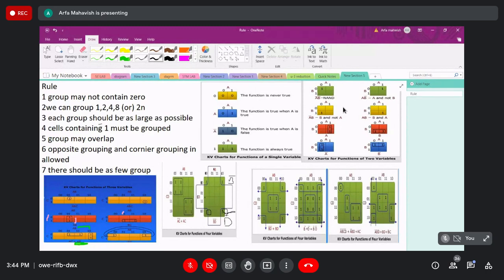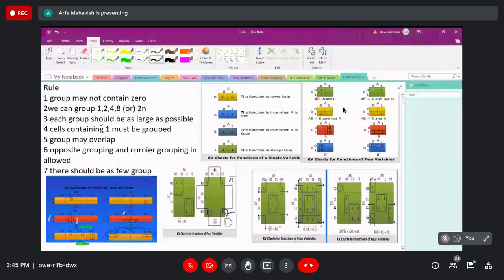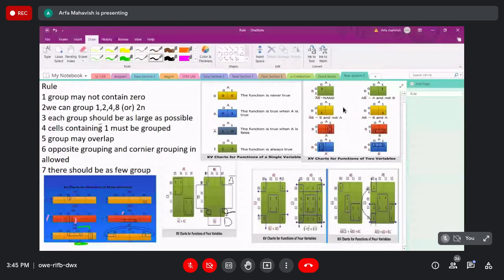So guys, in these pictures there are combinations showing how you can combine the things. Look at this last one also, it is combining the last two variables. You can give this combination opposite groups or corners, also you can combine. In this way you can group these things. So guys, this table and this table are important.